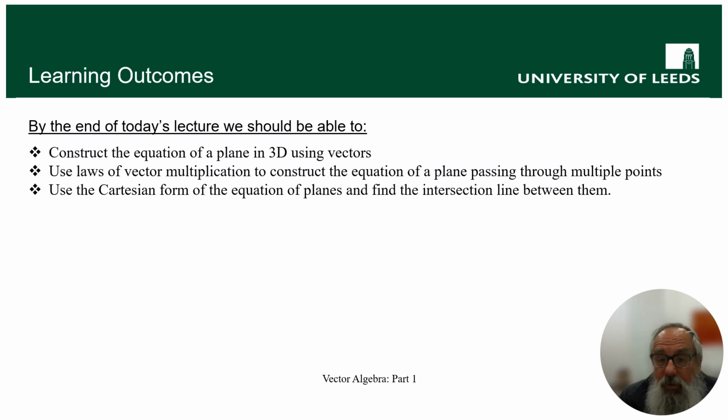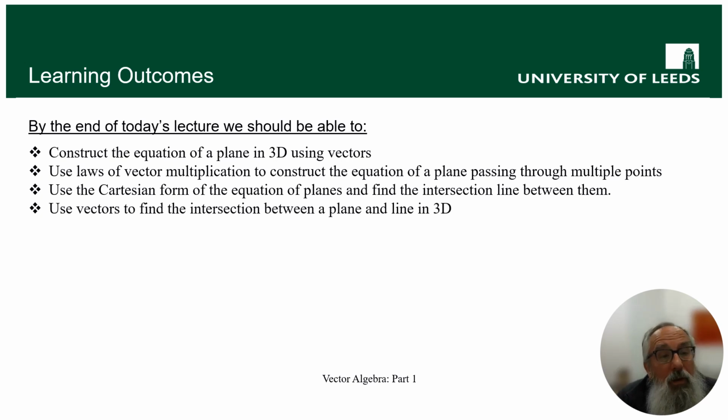We'll see the equation of a plane in vector and Cartesian form. We'll compare that with the equation of a line, and then we'll see how a line can intersect with a plane and work out the points of intersection. And we'll look at another example of the distance from a certain point to a plane and find that shortest distance.